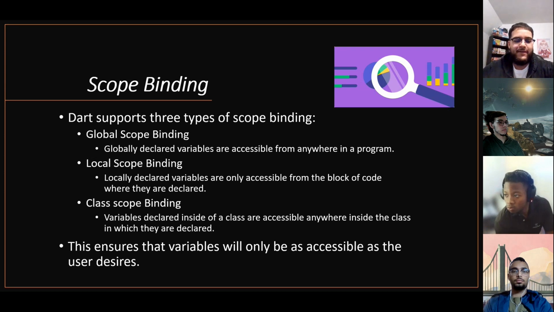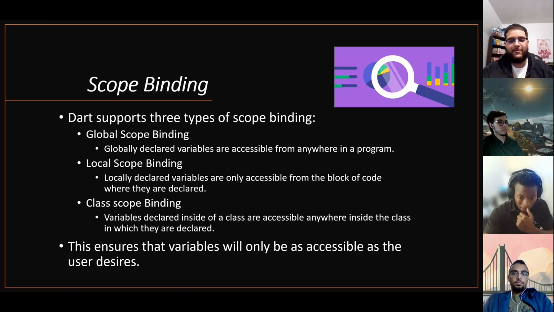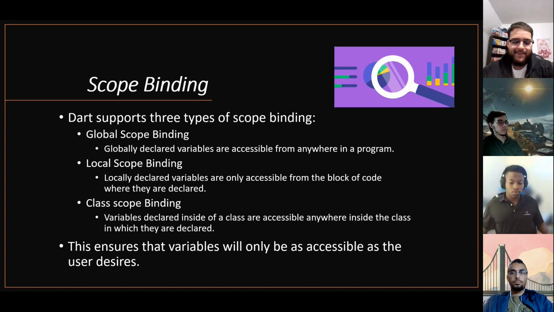So Dart also supports three types of scope binding. It supports global scope binding, local scope binding, and class scope binding. For global, variables can be accessed in any part of the program. For local scope binding, variables can be accessed within the chunk of code that it's defined in. And for class scope binding, variables can be accessed within the class that it's defined in. Using this kind of scope binding can ensure that all the variables will only be accessible as the user desires.